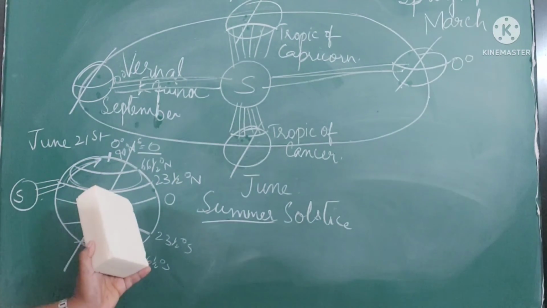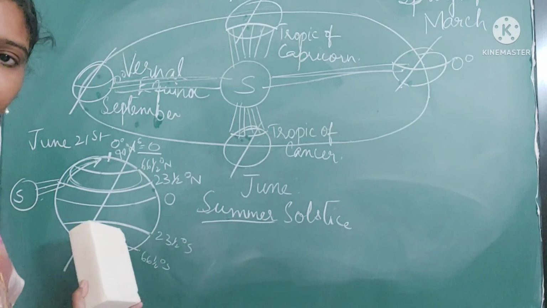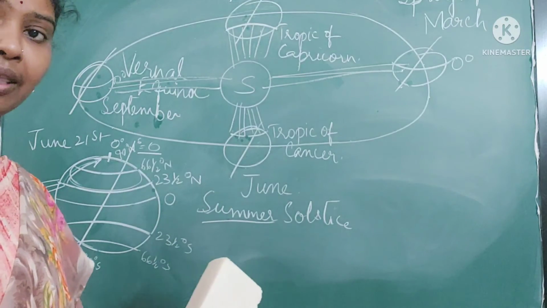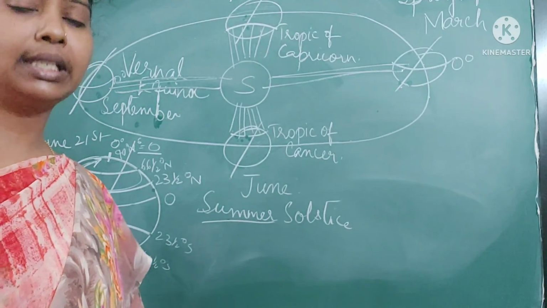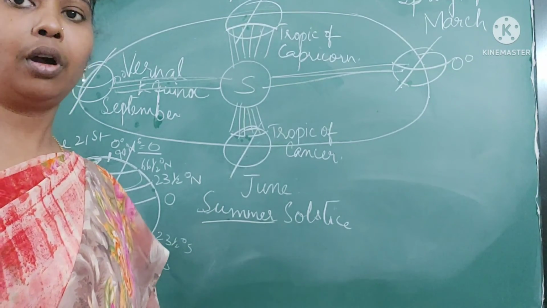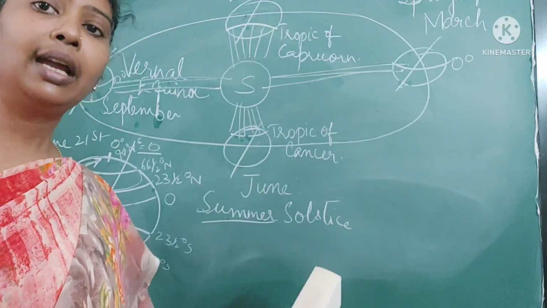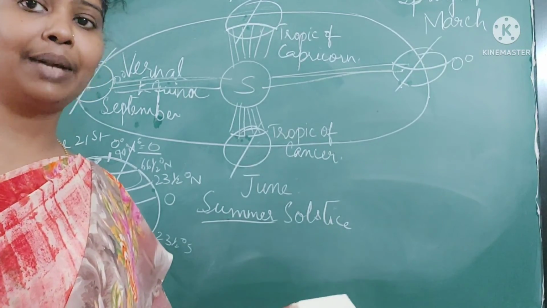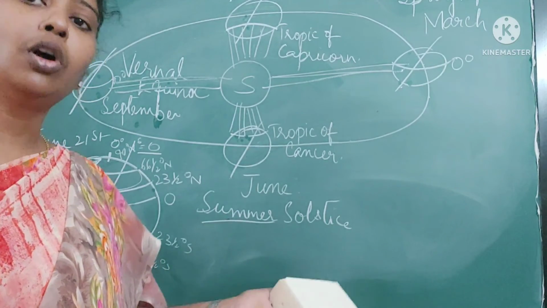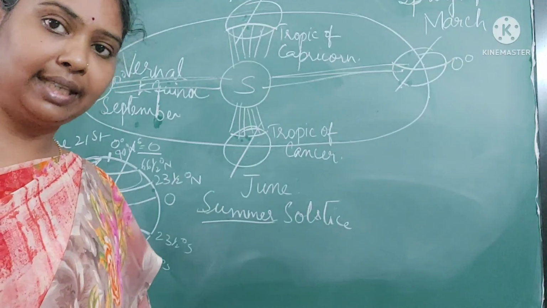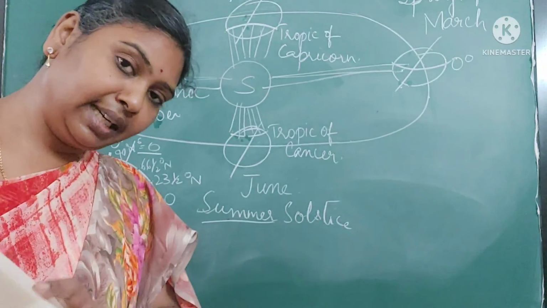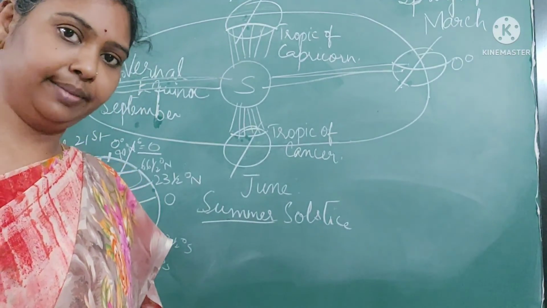And places which are away from the sun, they are in continuous darkness. For all the other 6 months they are in continuous darkness. For example, it is in the northern hemisphere, no? So places in the southern hemisphere, they will be experiencing continuous darkness.